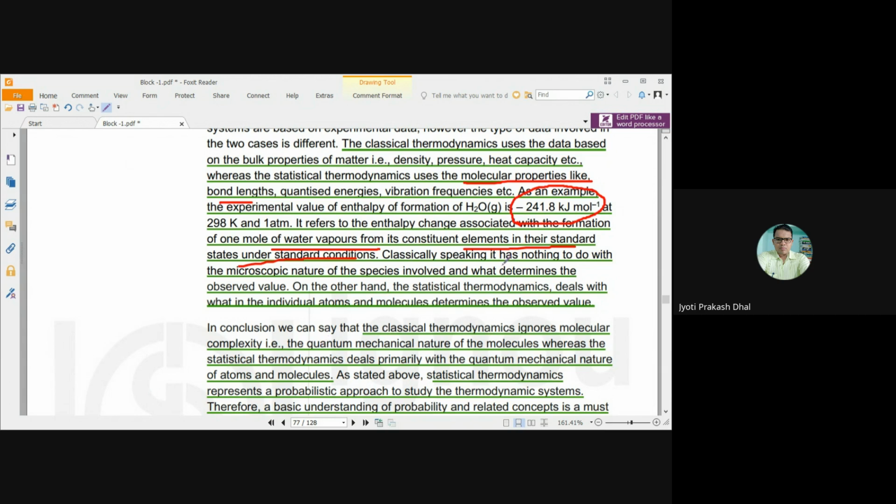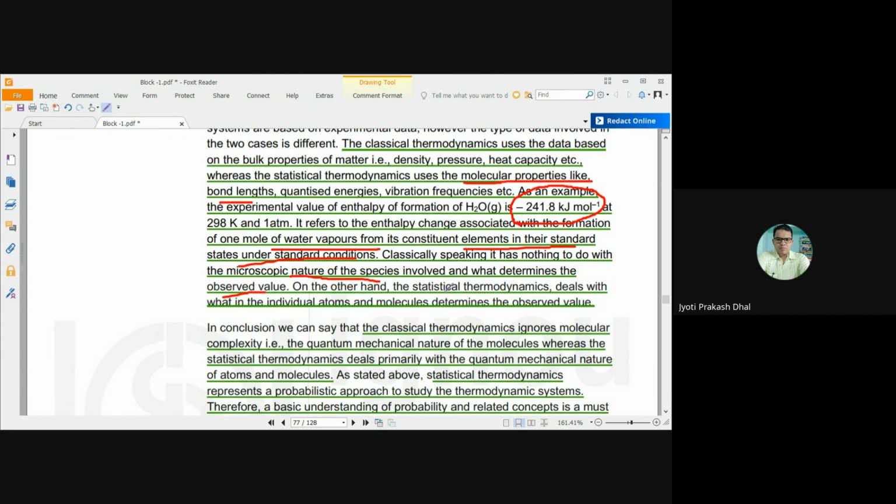And classically speaking, it has nothing to do with the microscopic nature of the species involved and what determines the observed values. So here the enthalpy of formation of water is minus 241.8 kilojoule per mole. When you measure the enthalpy of formation of water experimentally, it does not involve the microscopic nature of the water molecules, or the bond length or bond angle, or the structure of the water molecule, etc.